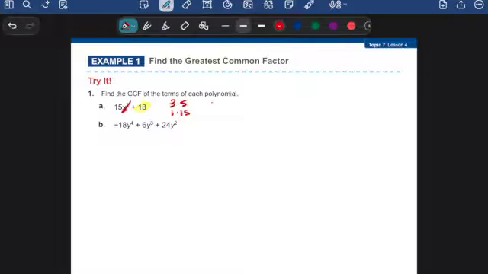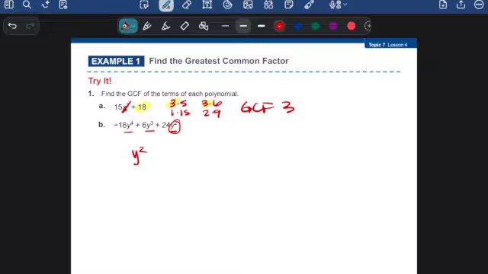What are my factors for 18? I've got 3 and 6, and I've got 2 and 9. What do they have in common? They both have a 3, and that's it. So my greatest common factor for A is just 3. No x factors. For part B, let's look. Okay, they all have a y, so I know y is also a common factor. So what's the greatest number of y's that each term has? Well, each term has at least 2 y's, right?